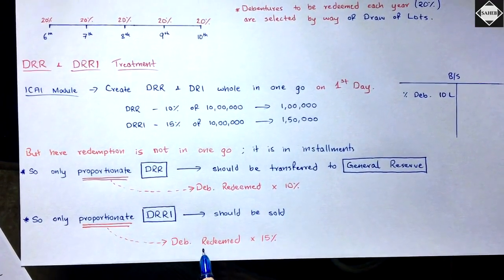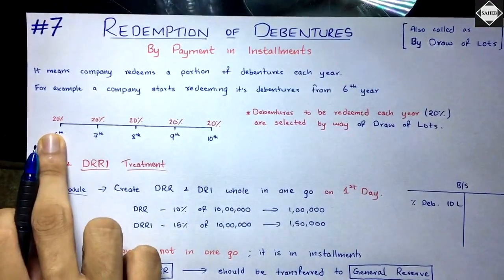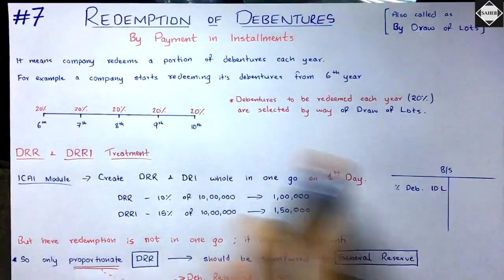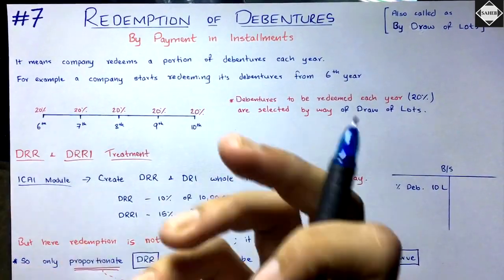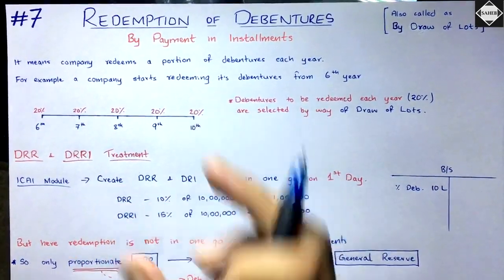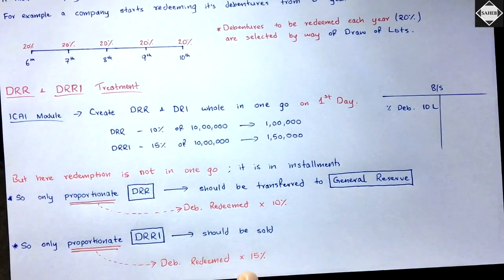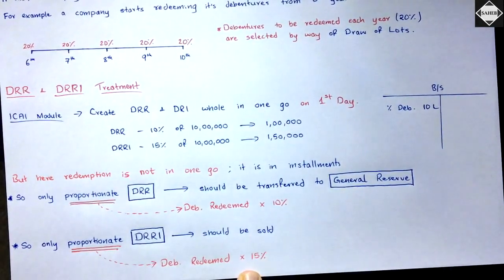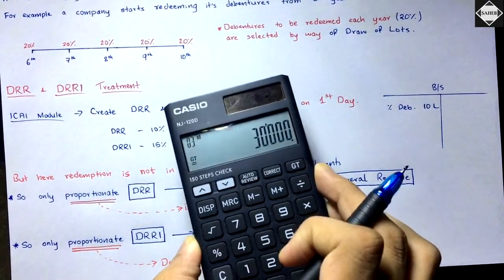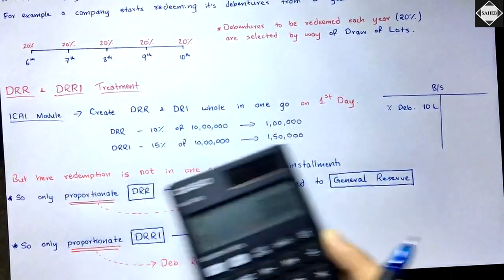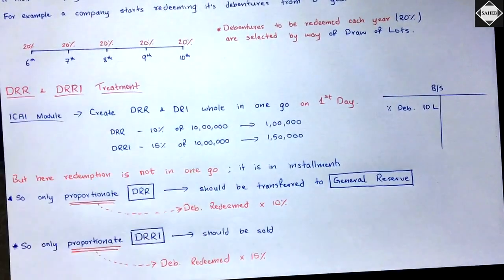Now how much debentures are redeemed in the 6th year? 2 lakh, 20% of 10 lakh, that's 2 lakh. You are paying 2 lakh, so you take 15% of 2 lakh, right? Of that 2 lakh, you have to take 15%. You will get, see here, 30,000. Here I am giving you an example, 10 lakh and that 2 lakh. Is that clear?